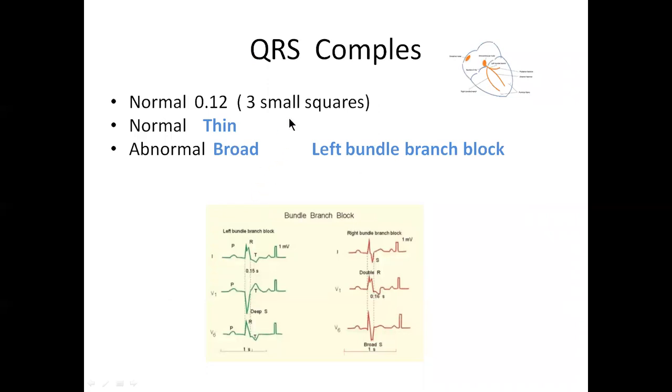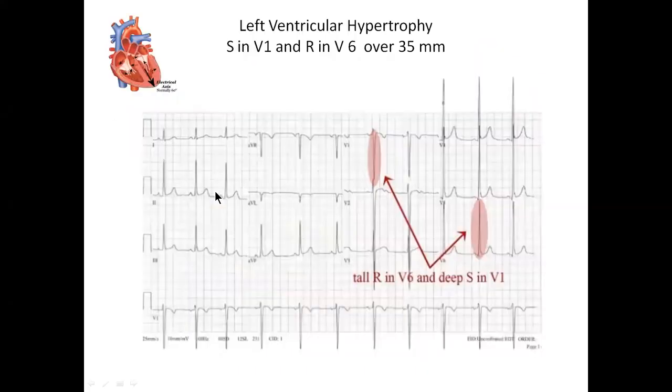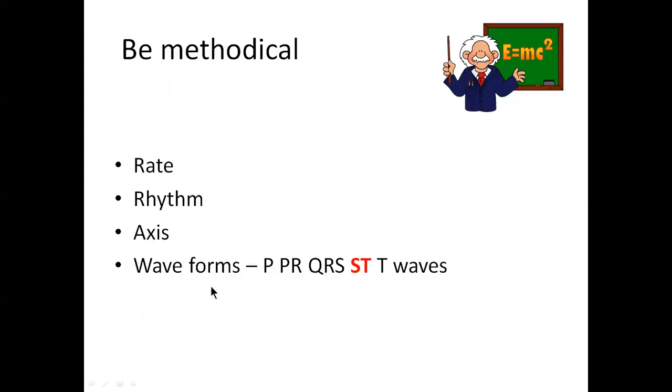Next, you look at the QRS complex, still in lead 2. And if it is broad, that is more than 3, then you decide is there left or right bundle branch block. And for that, it's best to look at lead 1. And then you eyeball to see whether there is left ventricular hypertrophy. So that's where we stopped. Today we'll be discussing first the ST and then the T wave.